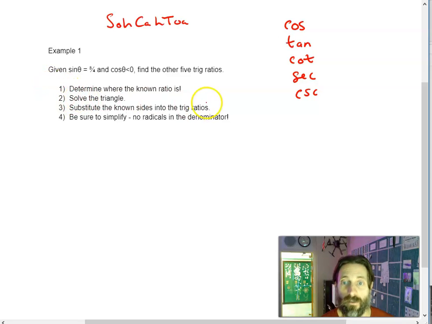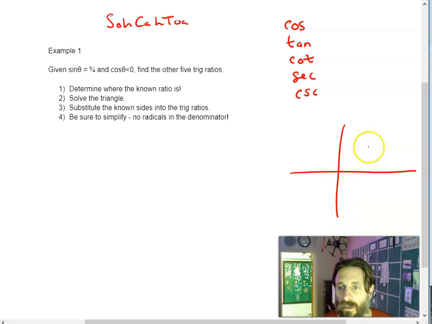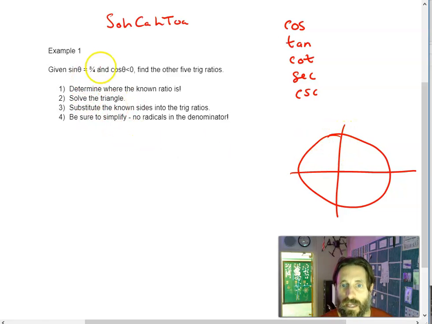So step 1, determine where the known ratio is. I'm just going to draw a quick unit circle. Here's my 4 quadrants, right? And basically, where is sine 3/4? Well, that means it's positive, so that will occur in quadrant 1 or quadrant 2. If cosine is less than 0, it means cosine is negative. Cosine refers to the x-coordinate, so that means I've got to be somewhere over here.